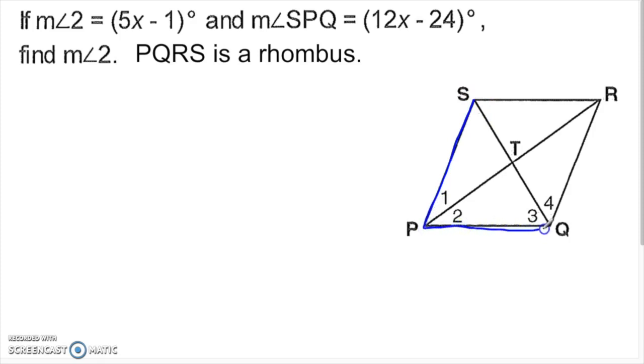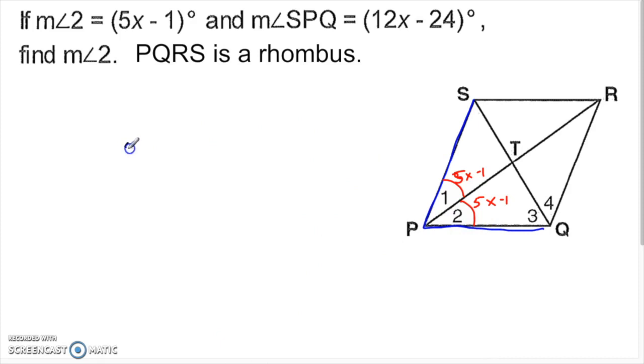SPQ is 12x minus 24. So I have to think about what's the relationship between angle 2 and this big angle here. Well, what do I know about angle 2 and angle 1? Since this is a rhombus, the diagonal has to bisect the angles. That tells me that angle 1 and angle 2 are the same. So if 2 is 5x minus 1, then angle 1 is also 5x minus 1. Does that make sense? So what can I say here?